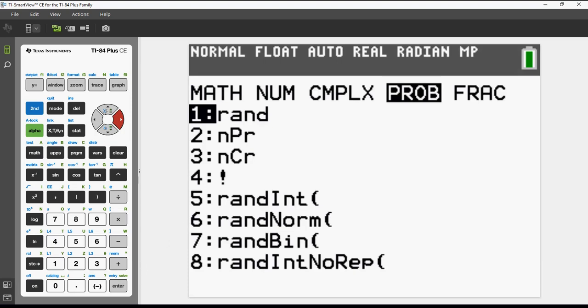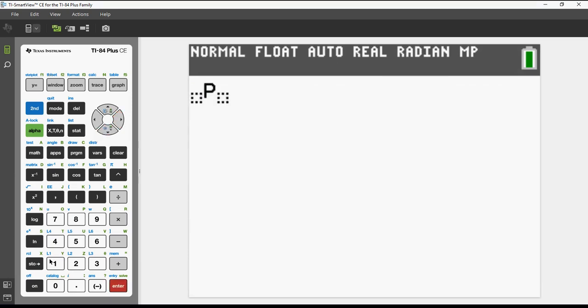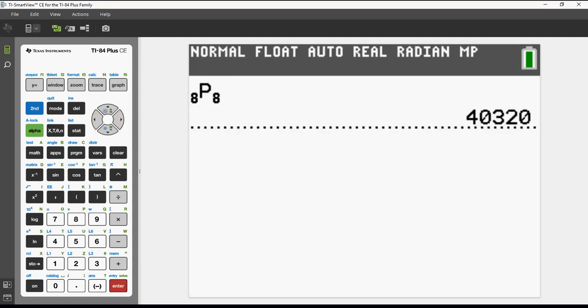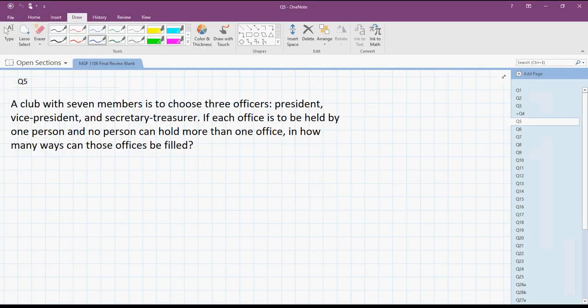All right. So if we ran this, all you'd have to do is go back and put in your 8. Oops, too far. And your 8 and hit enter. And there's that value that we came up with. All right. So let's jump back into our notebook.